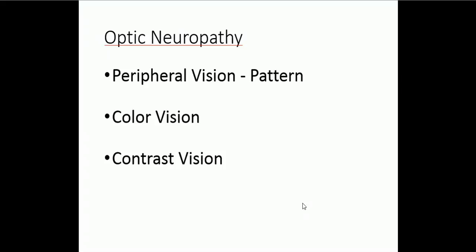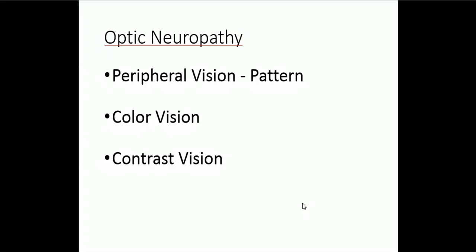So we've now spoken about how the evaluation for an optic neuropathy not only involves checking for the patient's central visual acuity, but also assessing peripheral vision with special attention to the pattern of the peripheral visual loss, assessing color vision and contrast vision. What's important to point out is that all of these are relatively subjective tests that rely on what the patient is telling us in terms of what they see, and this can be problematic under certain circumstances. For example, if someone wants to claim that they have a problem that's not really there.